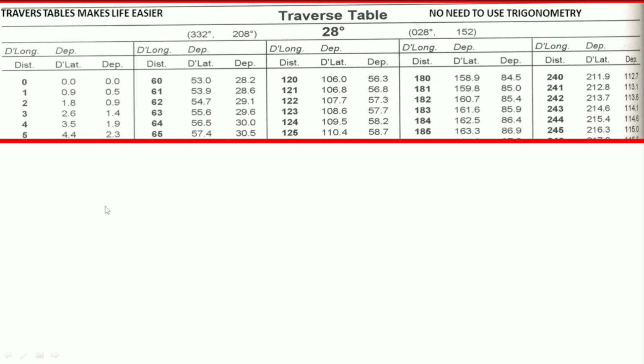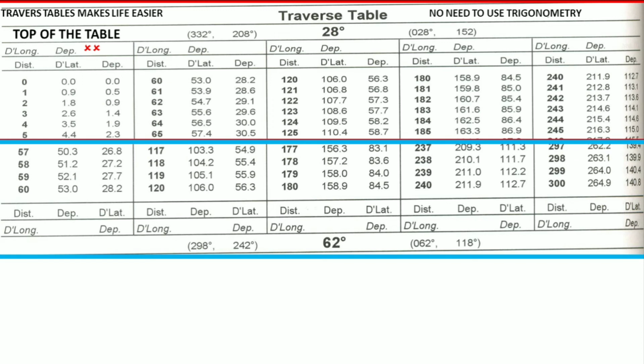The tables look something like this. And this is the top half of the table, 28 degrees. And here we have got distance, D.LAT and departure. This part of it I am not discussing just now. I'll be talking to you a bit later. Now here we are just talking about converting from course and distance to D.LAT and departure. So what you have on top, 28 degrees, that's your course, and whatever distance is given to you here, you can always get your D.LAT and departure.